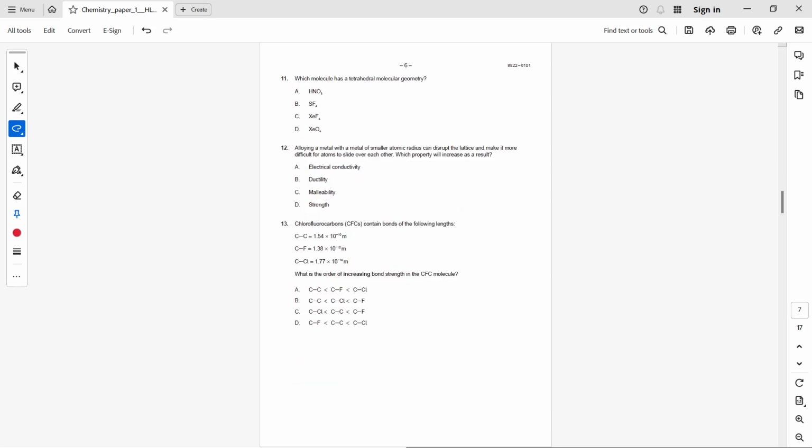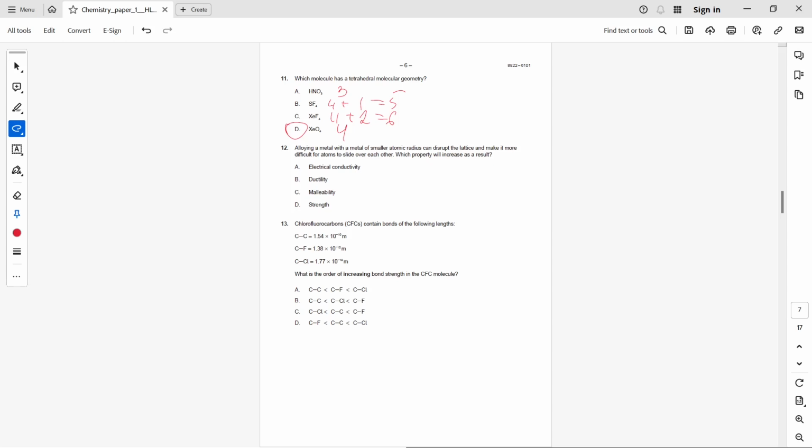For the next question, tetrahedral molecular geometry is for particles that have 4 bonds. It has 3, it has 4 plus 1 electron pair, so it's 5. It has 4 plus 2 electron pairs, so it's 6. And this has 4, so the answer is D.